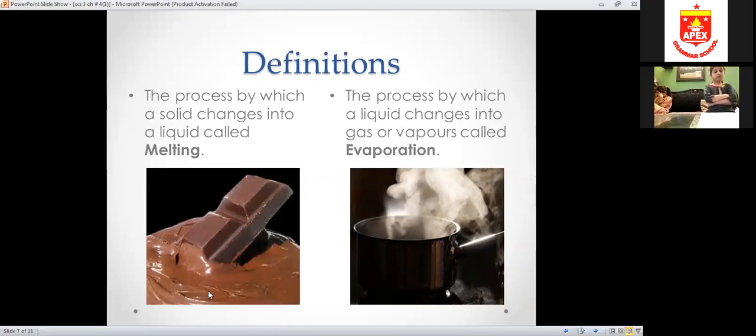एग्जांपल के साथ आपको क्लियरली नजर आ रहा होगा, ये सॉलिड चॉकलेट है. व्हेन इट स्टार्ट मेल्टिंग, when it changes its shape into liquid, this process is known as melting.